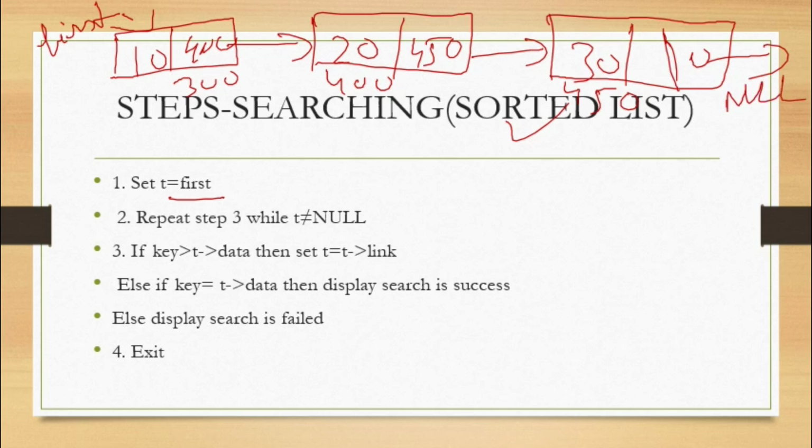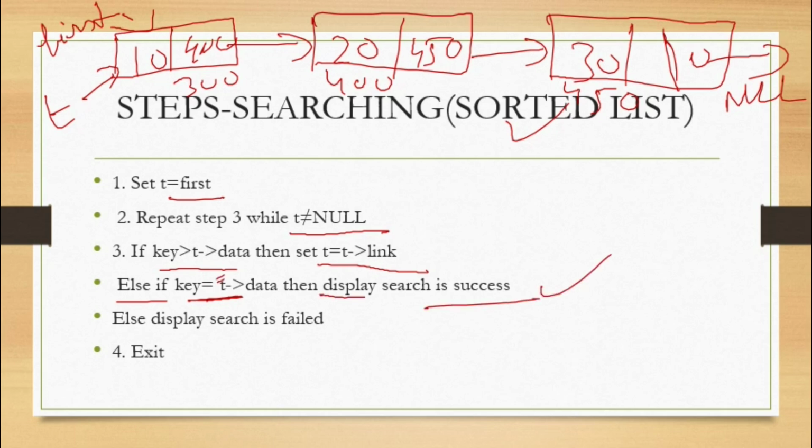So when you do t is equal to first, even t will start pointing here. What you have to do is repeat step 3 till t is not equal to null. If key is greater than t of data, then you need to do t is equal to t of link. Else if key is equal to, here they have shown a single equal sign because it's an algorithm, actually it is equal to, then you have to display search is success, but otherwise search will be failed. It's as simple as that.